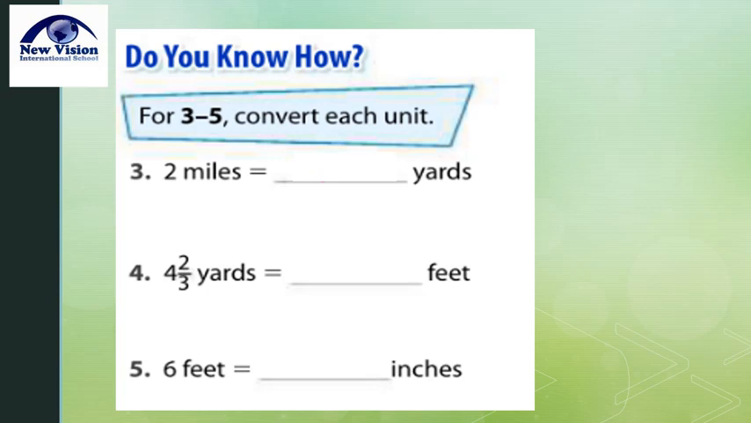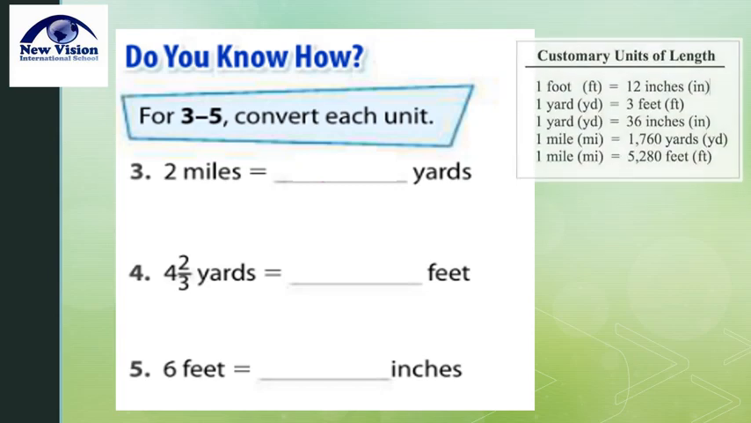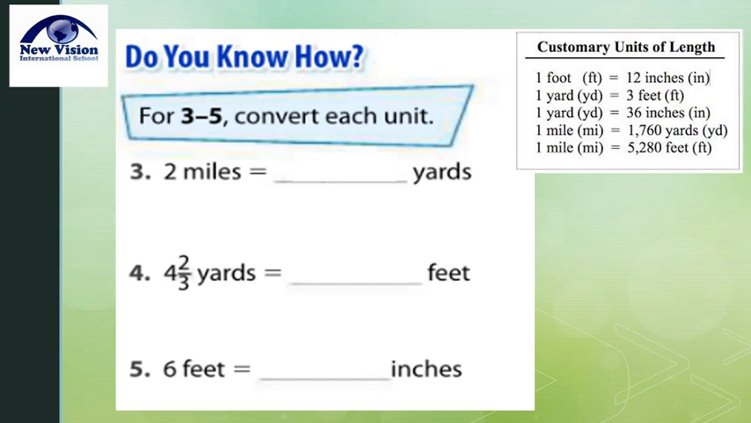Do you know how? For numbers 3 to 5, convert each unit. Again, you have to memorize the conversion table of customary units of length. Number 3. 2 miles equals how many yards? So since in 1 mile we have 1,760 yards, we will multiply 1,760 by 2. So the answer will be, great, 3,520. So 3,520 yards in 2 miles.